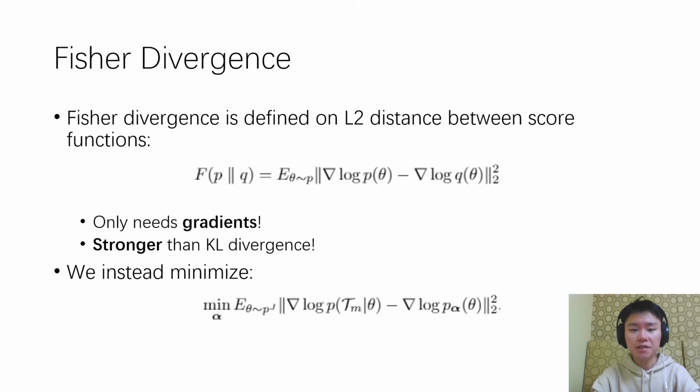And the second reason is that the Fisher divergence is actually stronger than KL divergence, which means when we are minimizing Fisher divergence, we are also reducing KL divergence, which is also a guarantee on our algorithm.